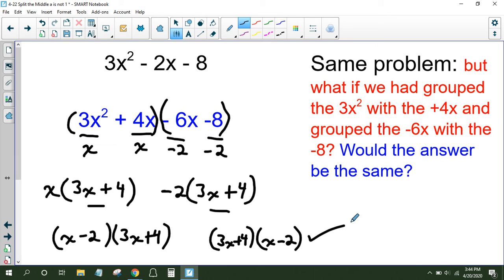Alrighty, so today's exercises are going to be doing exactly this. You're going to be factoring where a is not equal to 1. So good luck, work hard on it, and be sure to ask lots of questions if you get stuck.